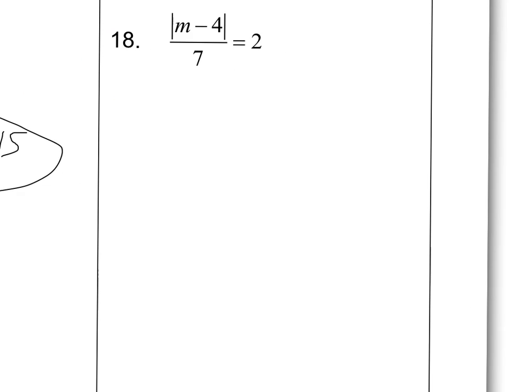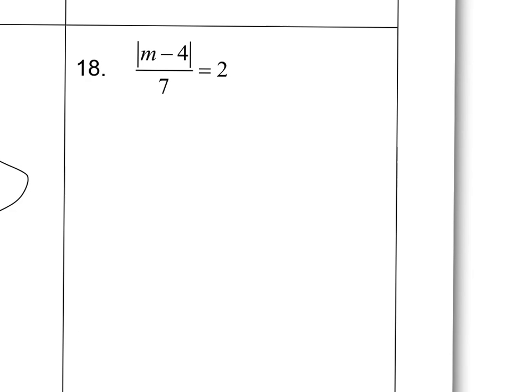Okay, and I believe this is the last one on the page, number 18. So, again, we don't have any addition or subtraction to undo, but we do have a 7 on the denominator here. So we are dividing by 7, which means we need to undo that by multiplying by 7 on both sides. These will cancel out and leave me with absolute value of m minus 4 equals 2 times 7, which is 14.